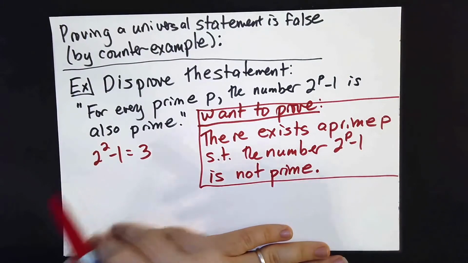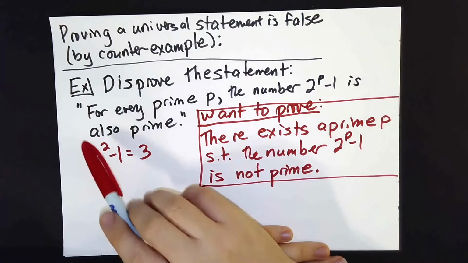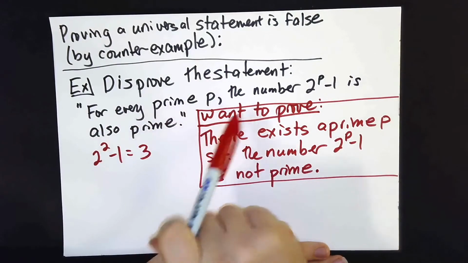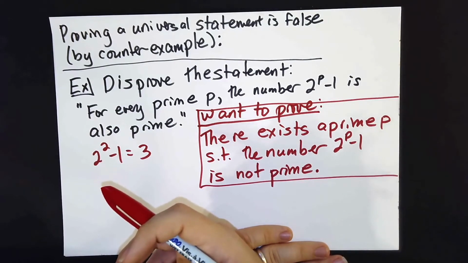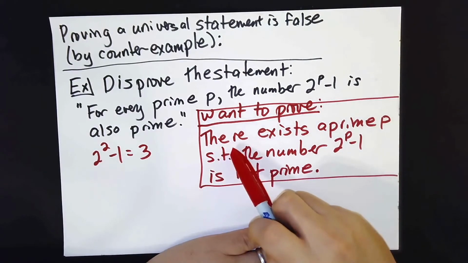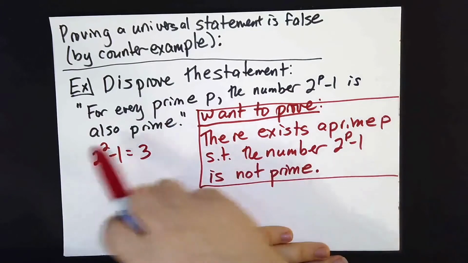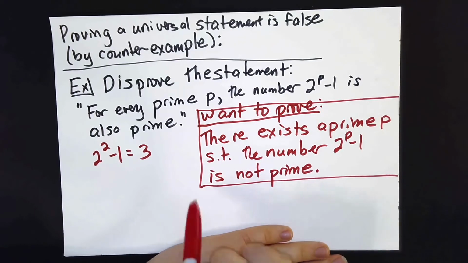Okay, so as an example, just to show how this works, let's disprove the statement: for every prime p, the number 2 to the p minus 1 is also prime. Disproving it means proving that it's false, or if you prefer, proving its negation. So what is the negation of this statement? The negation is: there exists a prime p such that the number 2 to the p minus 1 is not prime.